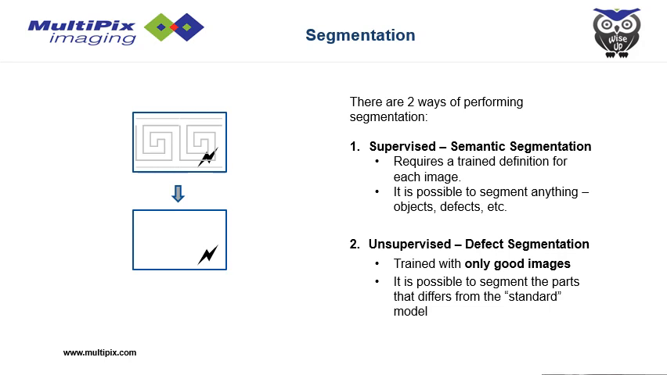So again, for this anomaly detection, it's not suitable. The unsupervised defect segmentation, this is where the key is. This is when we only train with good images, and it's possible to look for things that are different from our standard model, what we call, or our golden template, sometimes referred to.